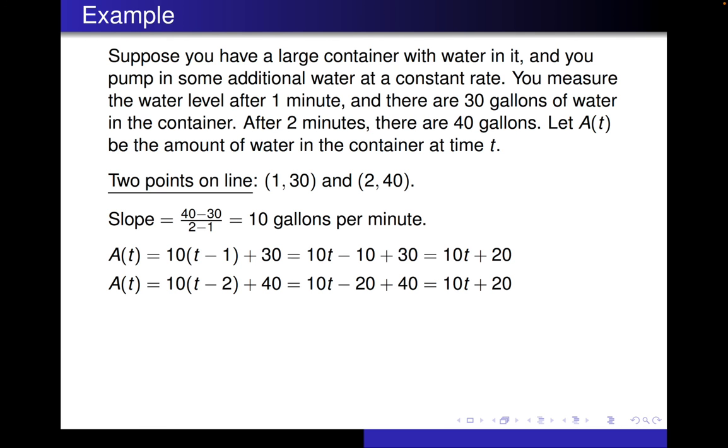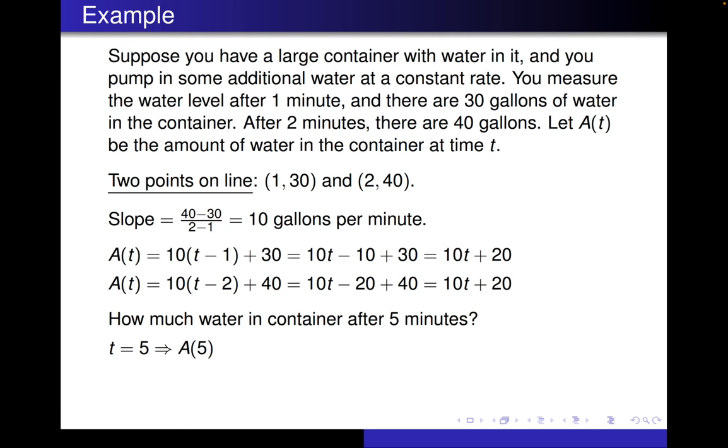Now that we have a nice model for how much water is in the container at a given time, we can start asking questions like, how much water would we predict will be in the container after 5 minutes? Well, in that case, all we're saying is 5 minutes means that t equals 5. And so if we find A of 5, we're just going to put 5 in for t. 10t plus 20 becomes 10 times 5 plus 20. 10 times 5 is 50, plus 20 is 70, so we get 70 gallons.